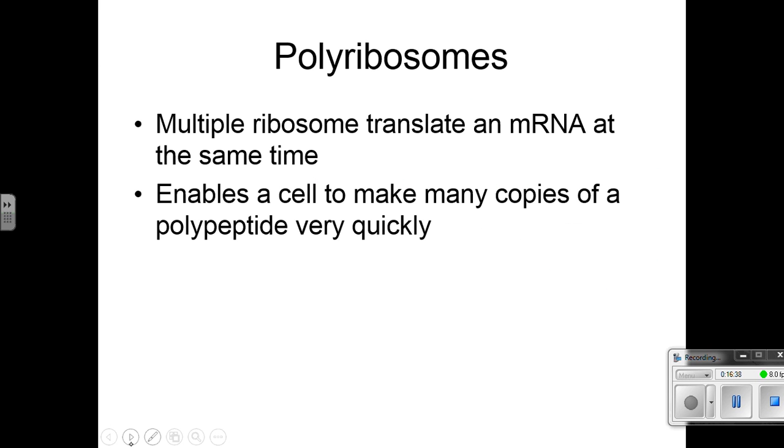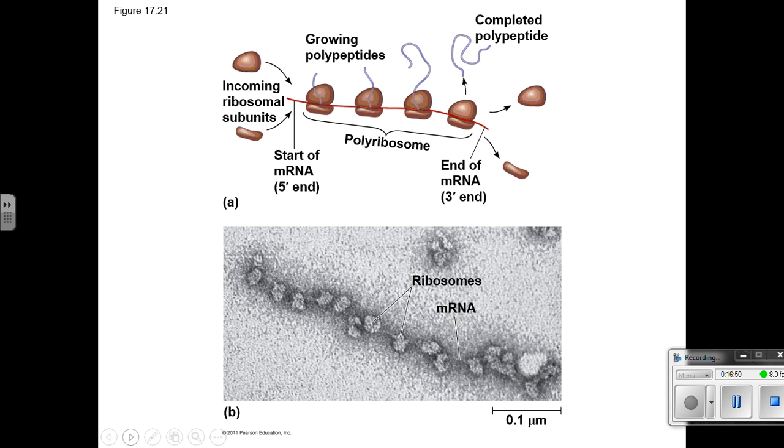Multiple ribosomes will translate an mRNA at the same time. Again, just like before with transcription, that allows a cell to make many copies of the amino acid sequence very quickly. So this is a microscopic view of this happening. Each of these little suckers is a ribosome. And this, it looks like string going through them, is your mRNA. So lots of these are going at the same time, so we can get lots and lots of proteins made all at once.